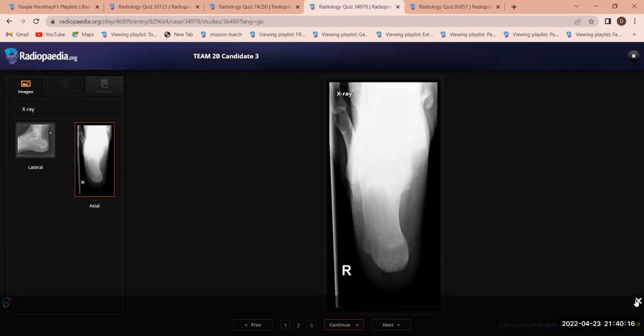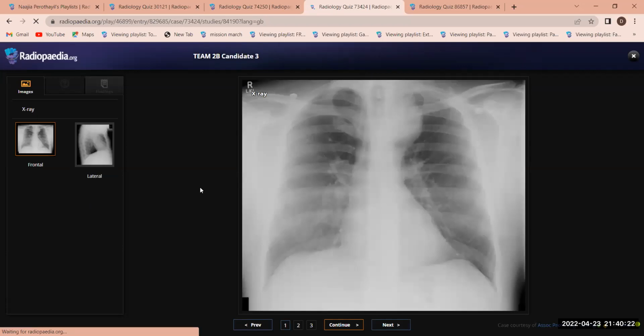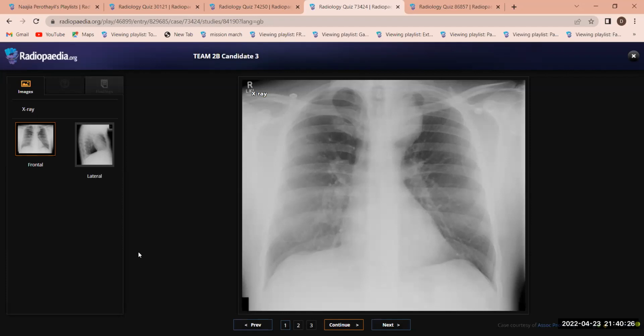Okay, so what would you do? This needs to be communicated to the referring physician. Then the orthopedic physician will manage accordingly.